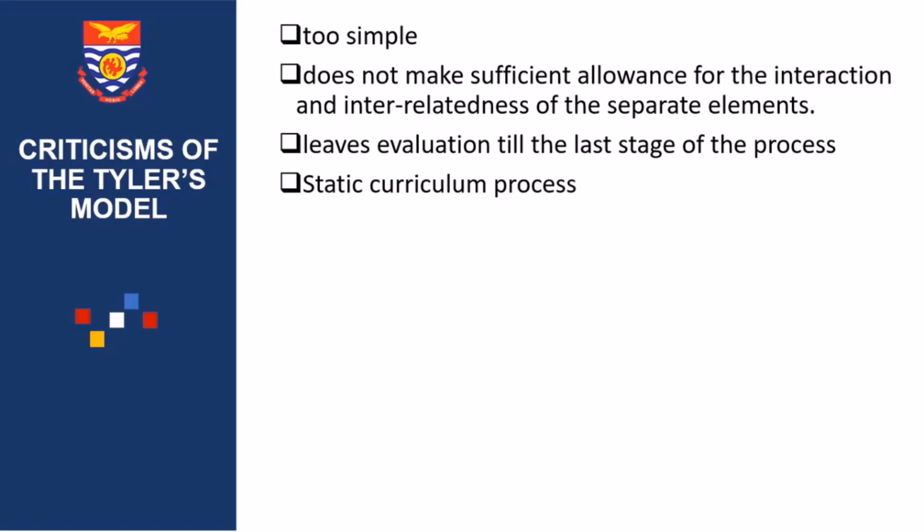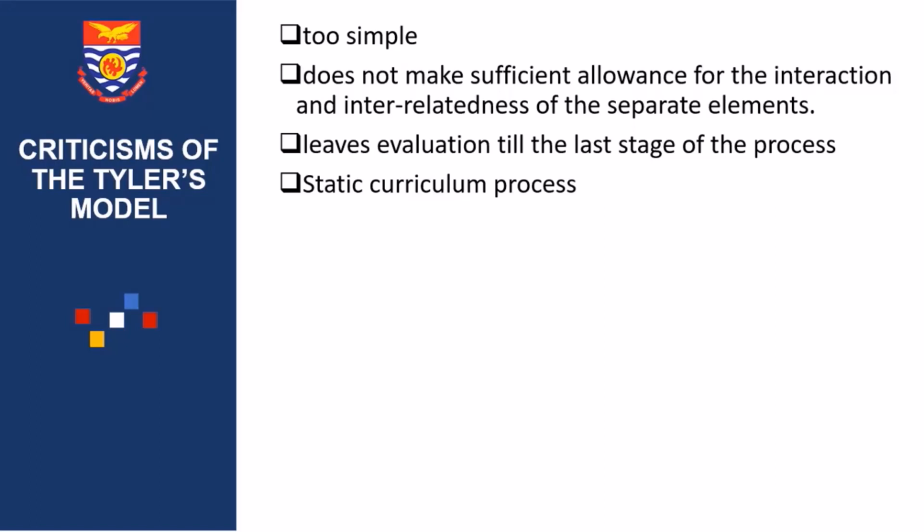His model is too simple and does not make sufficient allowance for the interaction and interrelatedness of the separate elements. So according to his critics, they say that all his steps are independent. They are not related with each other. There's no interaction between the steps. So objectives is standing on its own. Selection of learning, organization, evaluation, they are all separate entities. So these are the four criticisms that his critics talk about.